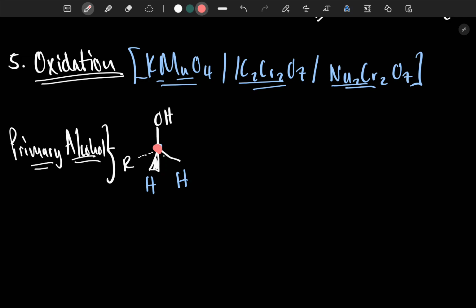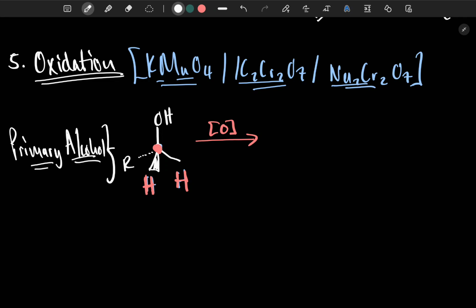So this carbon right over here, look at him. He is bonded to only one other carbon. This R represents carbon. He's bonded to only one other carbon. So basically, if we oxidize him, he is going to go all the way to a carboxylic acid, but via an aldehyde. So first he's going to give you an aldehyde.